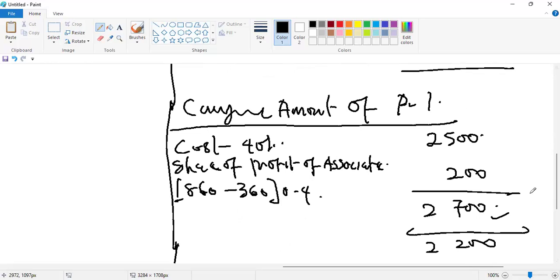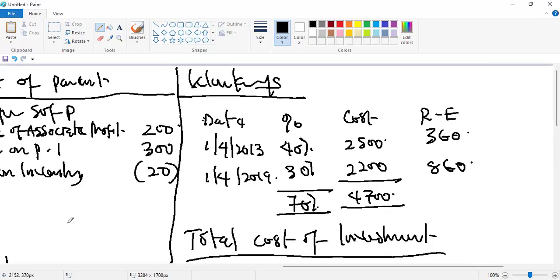Then calculate the value of goodwill arising on the acquisition. Then all that is done, then we can now consolidate. That's the end of the question. Anyway, we can now consolidate. For this purpose, as per SOFP, let's consolidate now.